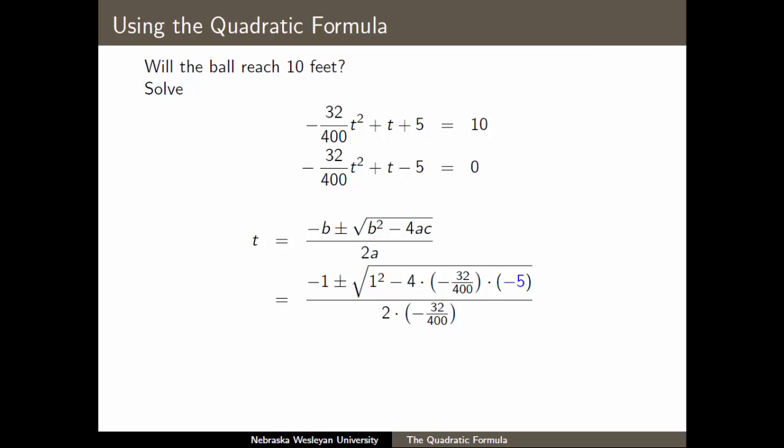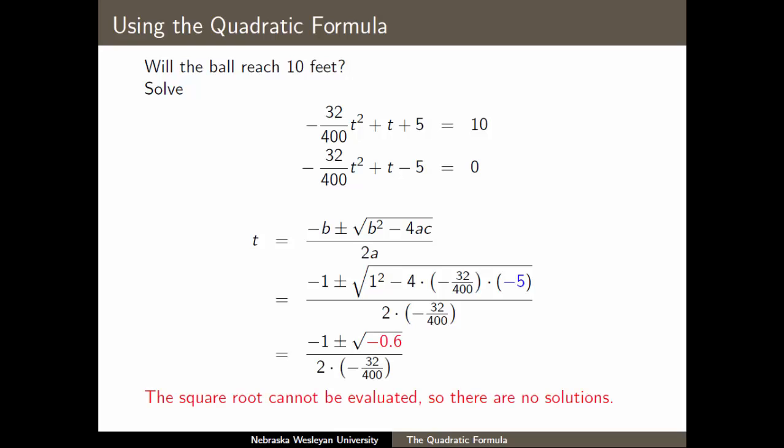If I simplify what's underneath the square root, we can see why. We have negative 0.6 underneath the square root, and square roots of negative numbers are undefined. This is the source of the error. This means that the height function can never equal 10, because that equation has no solutions. So the ball never reaches 10 feet.